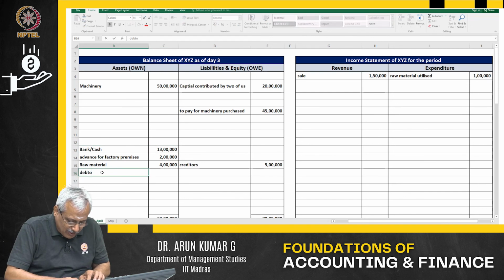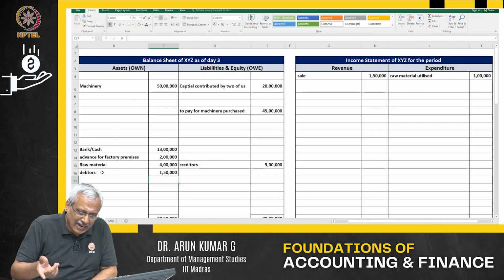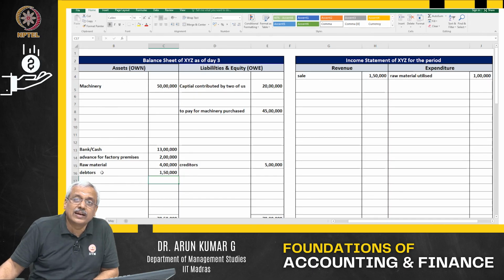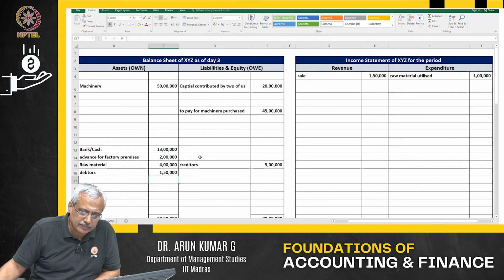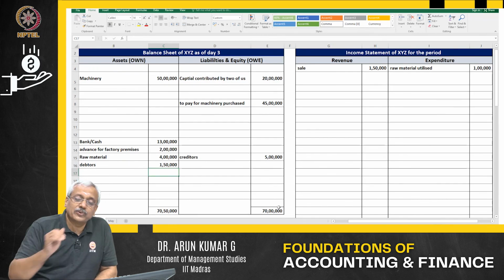Because my money is with somebody, how much? My money is with somebody for about 1.5 lakhs, and I am eligible to get that money of 1.5 lakhs. So, basically that is what happens out here.